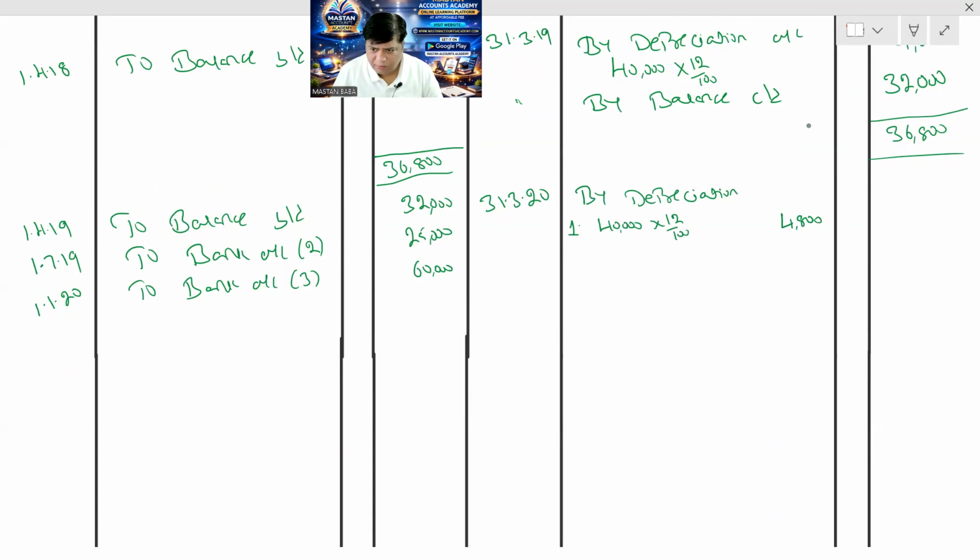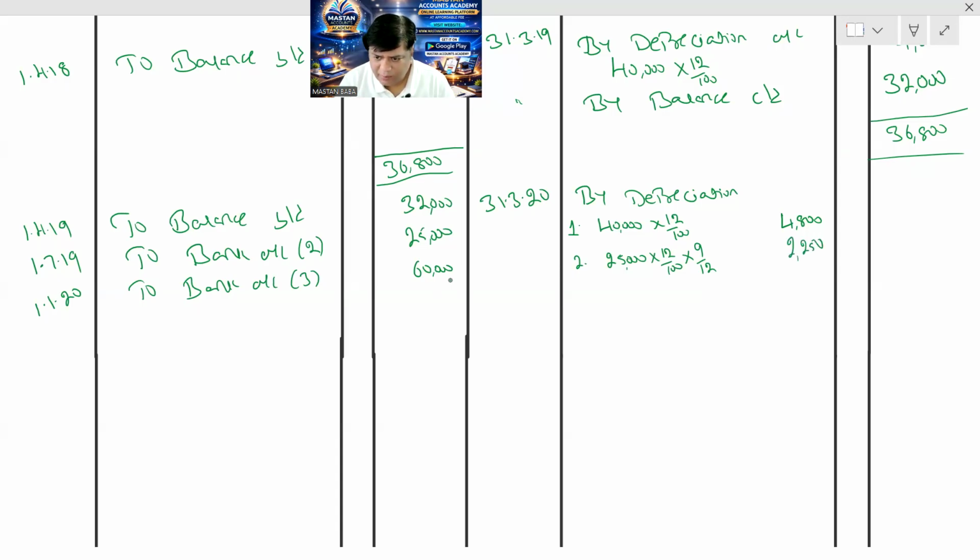And second machinery on which date purchased? It is purchased on 1st July 19. 1st July to 31/3/20 means 9 months. So 25,000 into 12/100 into, check it must, July to March, 9 months it is utilized. So calculate it 25,000 into 12 by 100 into 9 by 12. So here 12 will be cancelled and here 2 zeros will be cancelled. 250 into 9. You will get 2,250. 250 into 9, 2,250 rupees.